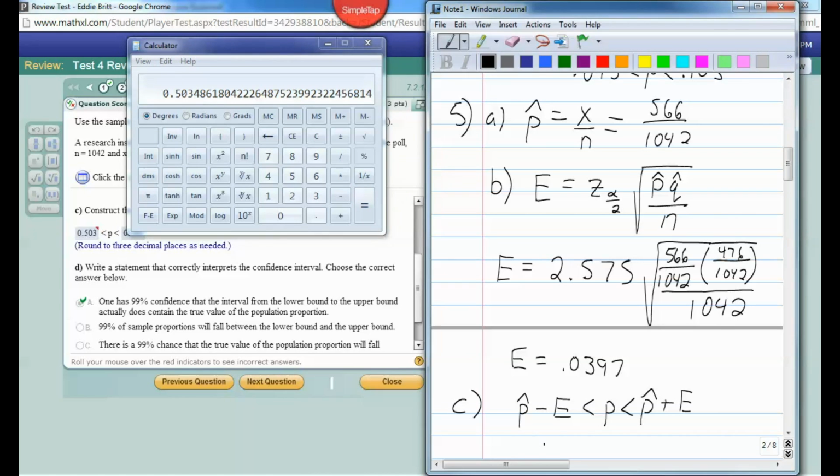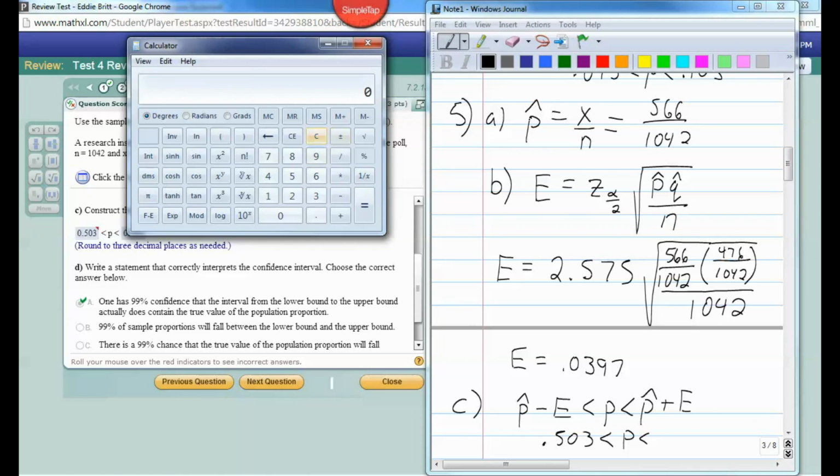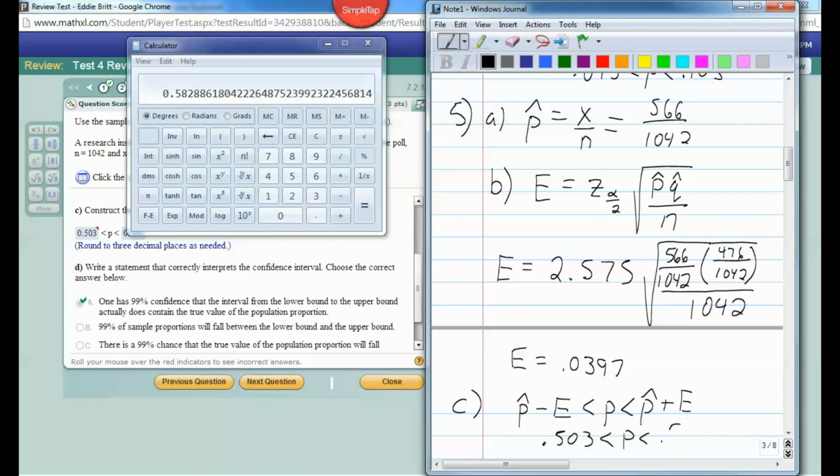So 0.503 is less than p, which is less than p hat, 566 divided by 1,042, plus the margin of error. And so I get, if I round to 3 places, 0.583.